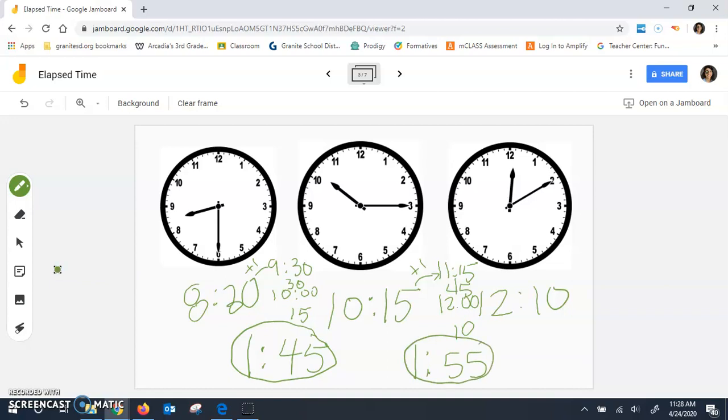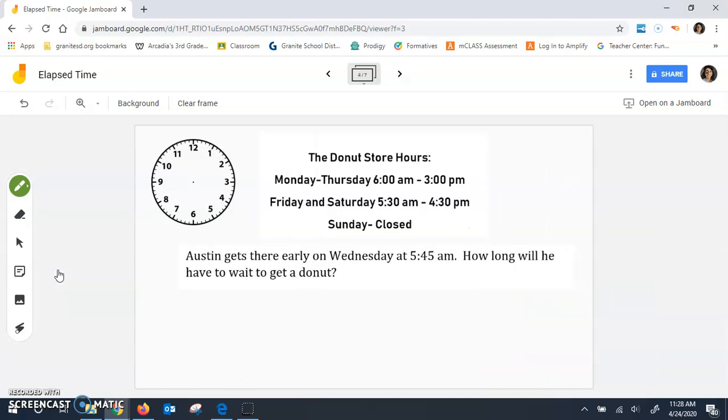So let's take a look at some of these word problems that we've got here. I've got the hours of a donut store. And let's see this question here. Austin gets to the donut store early on Wednesday at 5:45 a.m. How long will he have to wait to get a donut? Well, Wednesday is important, and so is 5:45, and we've got to figure out how long he'll have to wait to get his donut.